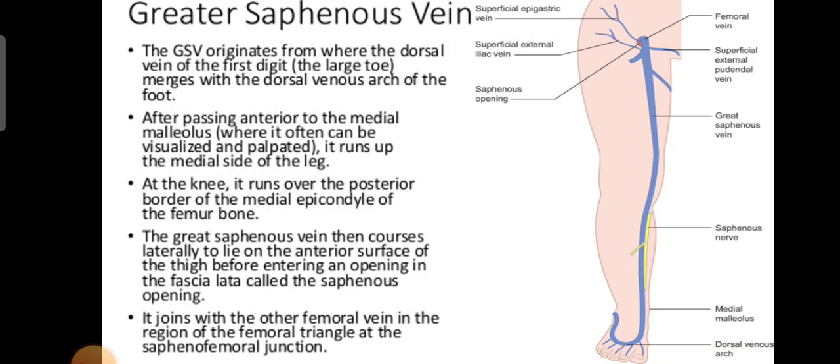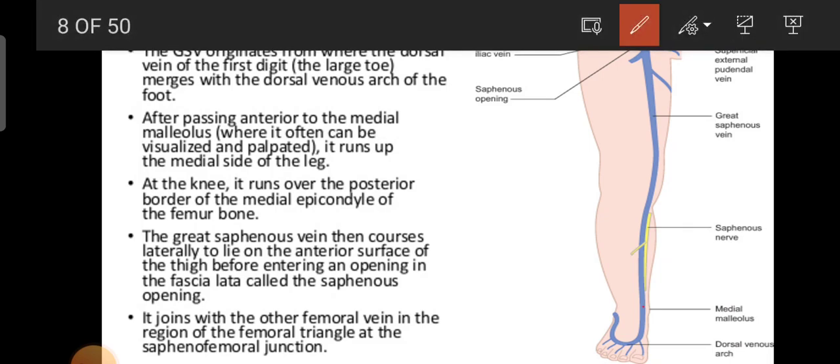Now the great saphenous vein which is found in the superficial fascia. This vein originates from where the dorsal vein of the first digit, that is the large toe, merges with the dorsal venous arch of the foot. So this vein, after passing anterior to the medial malleolus, that is at the ankle over here, it runs up the medial side of the leg.